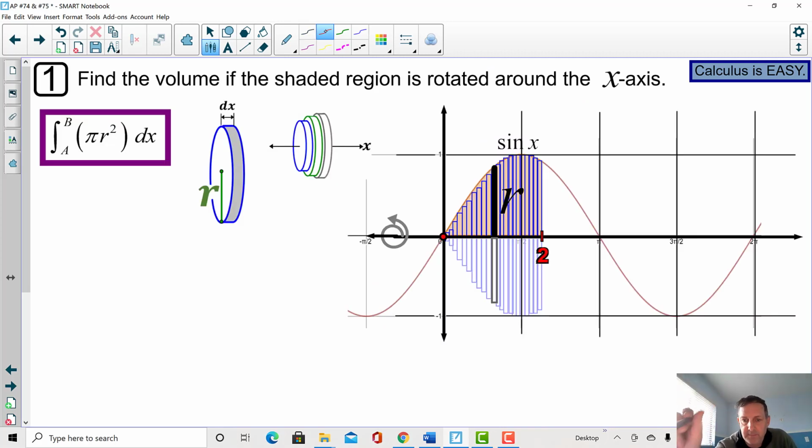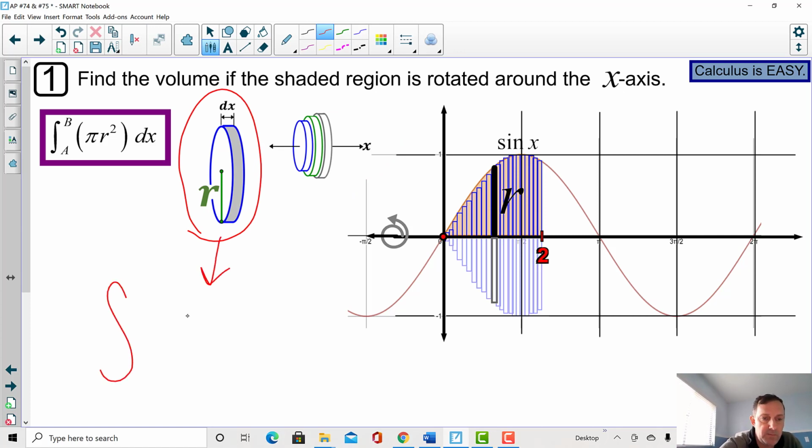Okay, for our first example, we're going to do the sine function. Now for the sine function, our shaded region is going to be shaded from 0 all the way to 2. So it's this shaded region right here. And we're going to rotate that shaded region around the x-axis. So it's going to be kind of like this. When we rotate it around the x-axis, each of those rectangles are going to create disks as they rotate around the x-axis. So it's going to be kind of like a bunch of disks. And we need to find the volume of one disk. That's what goes inside of our integral.